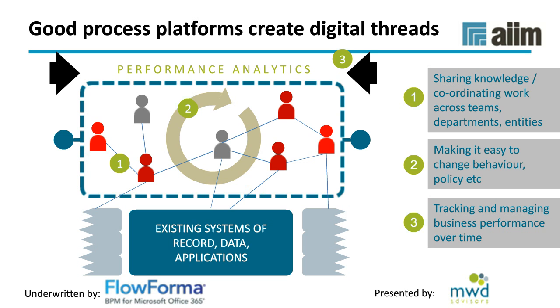Number two, we're talking about platforms that make it easier to change behavior and policy and enact that through our organization in terms of the work people do. And thirdly, platforms that make it easy to track and manage business performance over time. That's what you get with a good business process platform. It's just that many people, when they think about that technology, are still stuck in the thought that these things are principally about efficiency and standardizing work. And yes, they can be used for that, but actually they can be super accelerators for the kind of stuff we're talking about here.